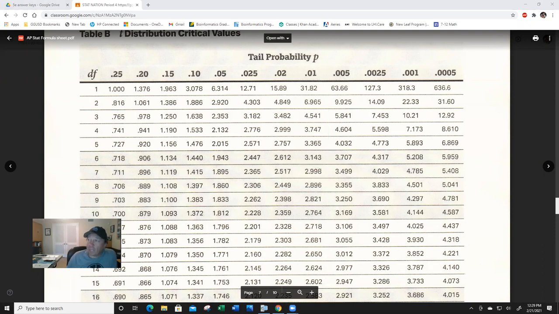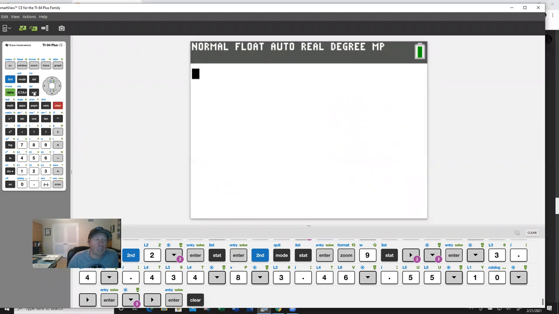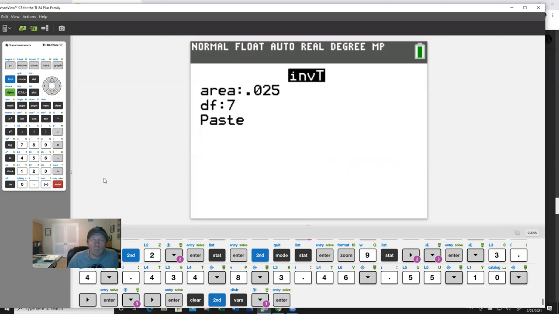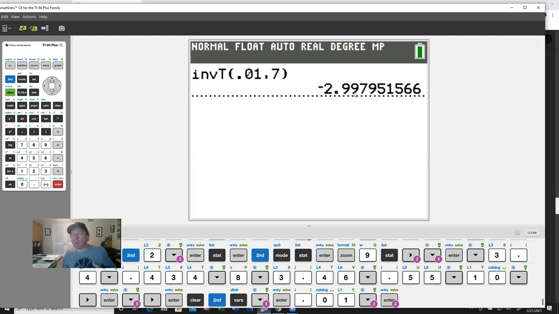Now let me show you another way to do this. If you wanted to on the calculator, it might be easier. Okay, I haven't shown you this probably in class. Let's check it out. You're gonna go second distribution inverse t, not inverse norm, that's for the z's, inverse t. Put the tail down, which was what, 0.01, the tail down, like I showed you, degrees of freedom 7. It'll come out a negative number, but it's basically the same answer. There it is, 2.998, okay? So that's another way to do it, which is kind of cool.